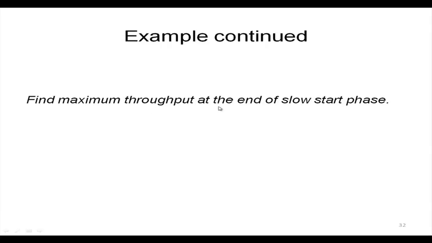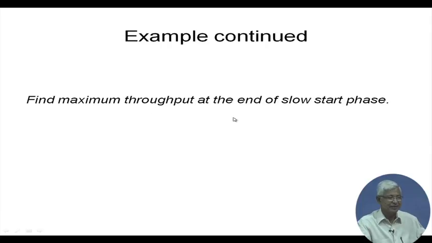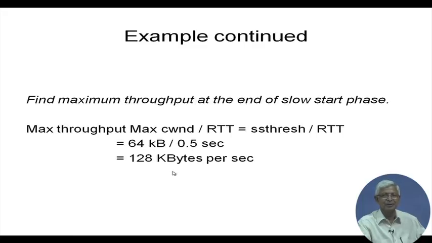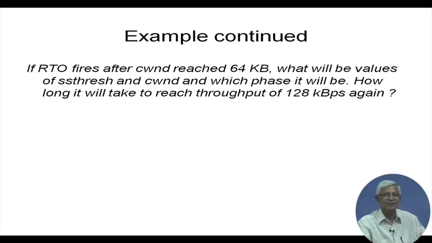And find the maximum throughput at the end of the slow start phase, that is when it reaches the SS threshold. So, maximum throughput is the maximum CWND by RTT, SS threshold by RTT, which is 64 kilobyte by 0.5 second, which is 128 kilobytes per second. After that, the congestion avoidance phase starts. So, let us do some calculation on that.